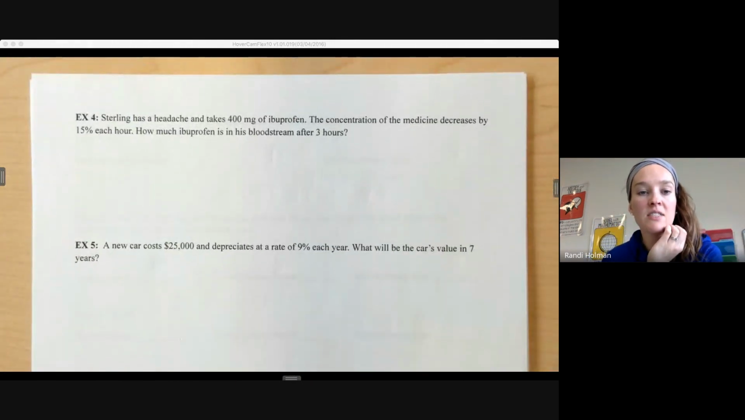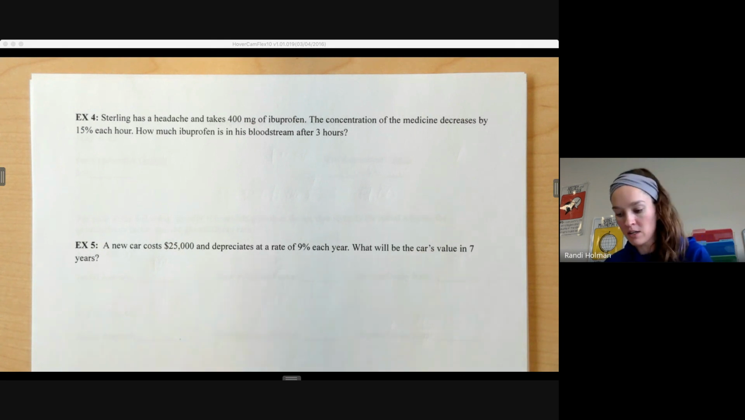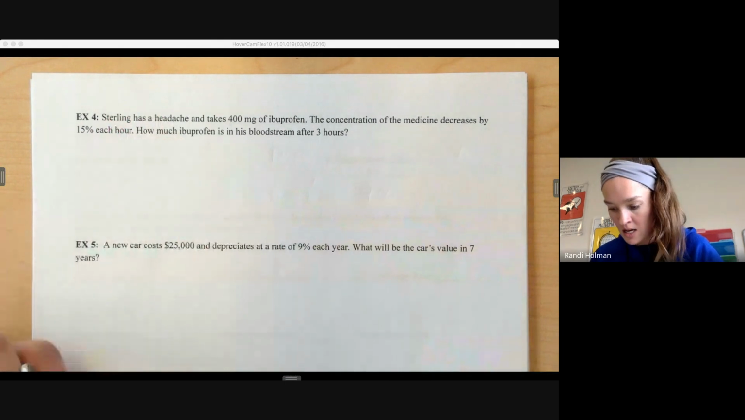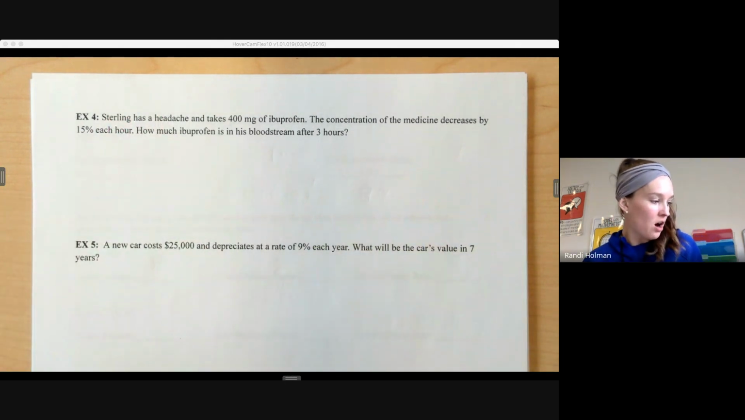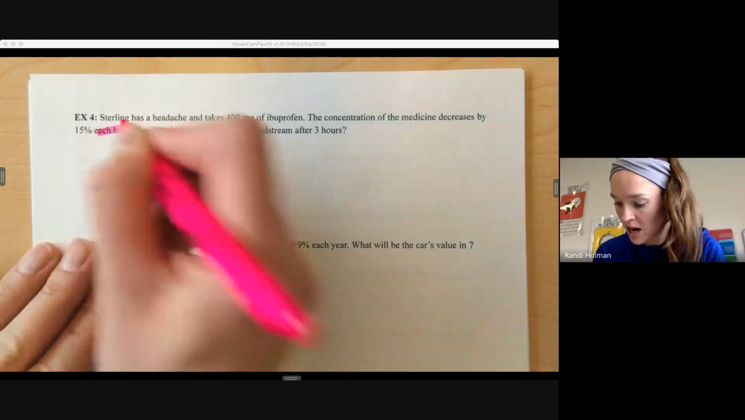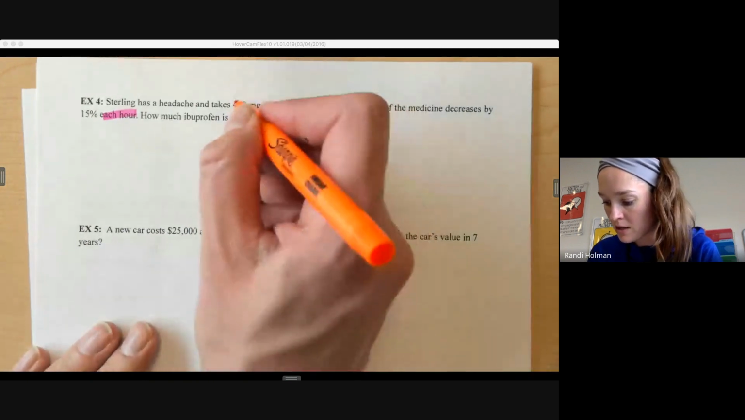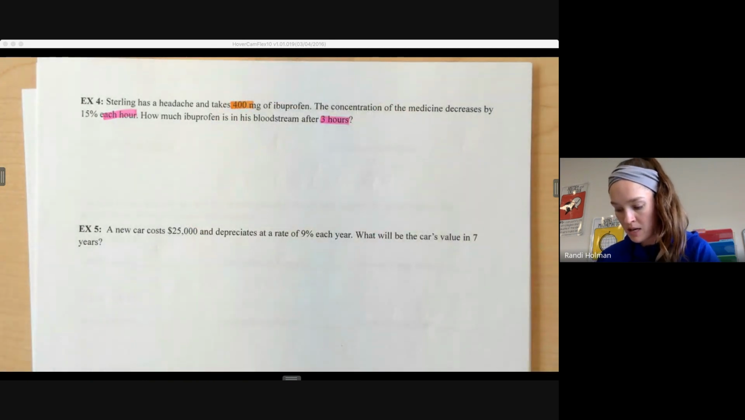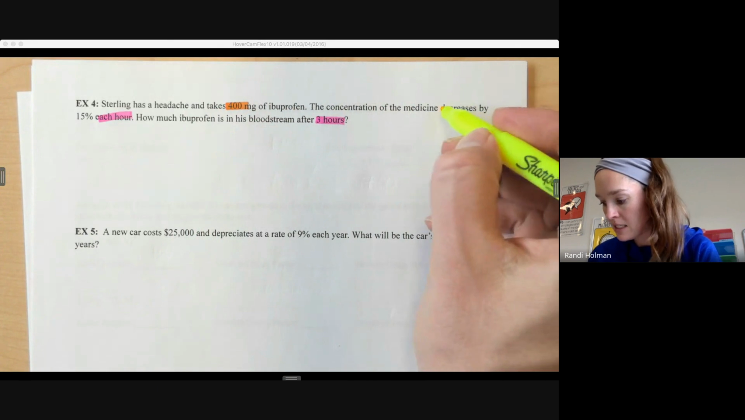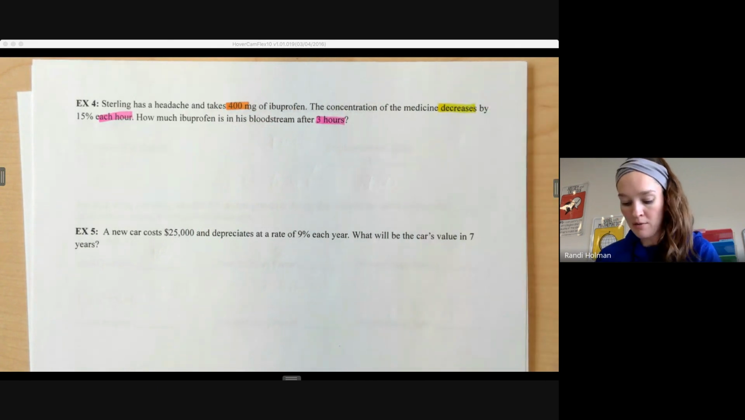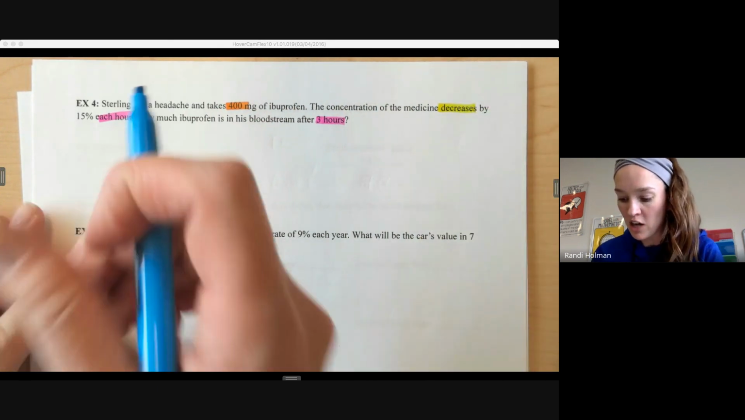Sterling has a headache. It takes 400 milligrams of ibuprofen. The concentration of medicine decreases by 15% each hour. How much ibuprofen is in his bloodstream after 3 hours? So again, I'm going to check and see, do we have our hours, each hour after 3 hours? Those line up, so we don't have to worry about that. That's our time period. We started with 400 milligrams. It's decreasing, so we know we're using decay by 15% each hour.